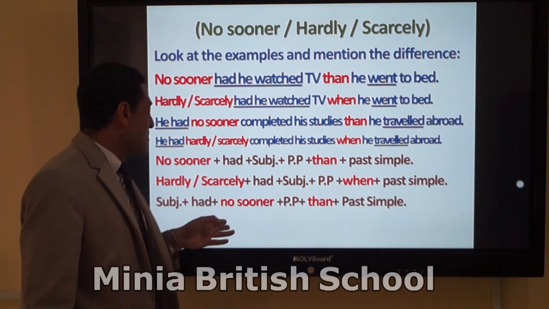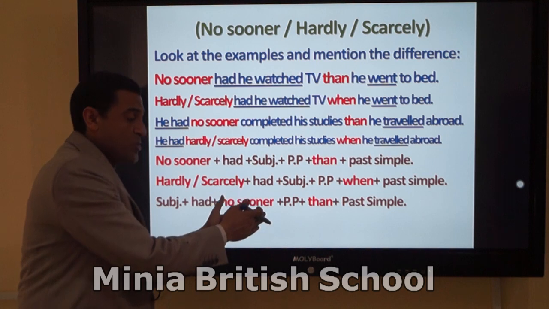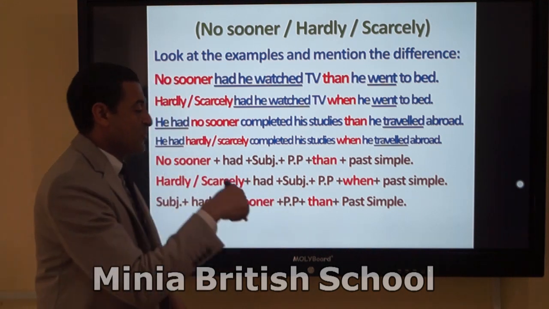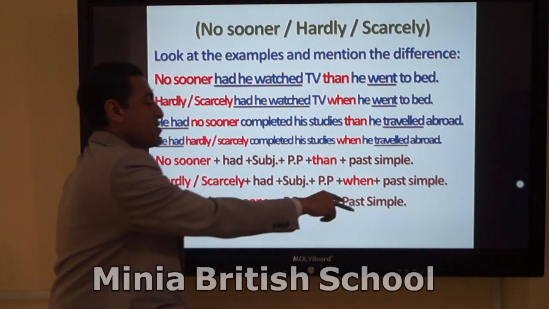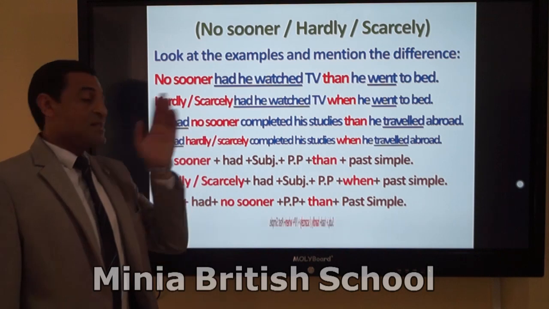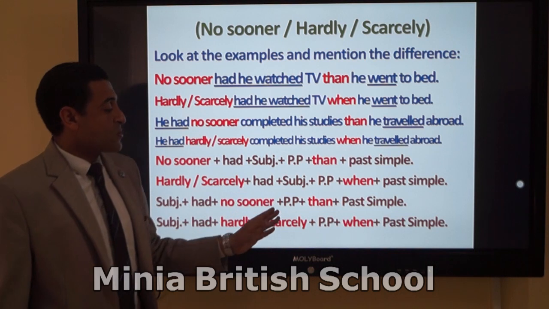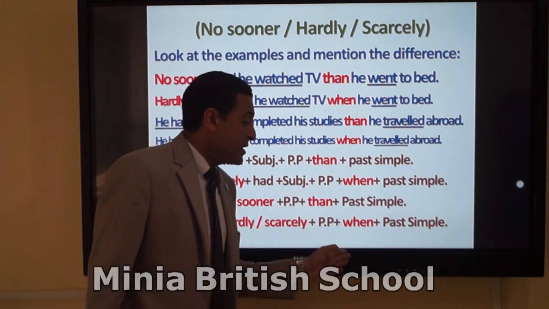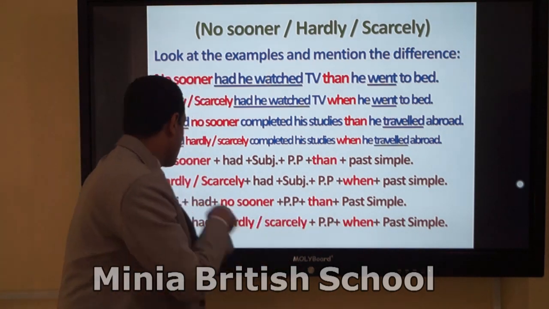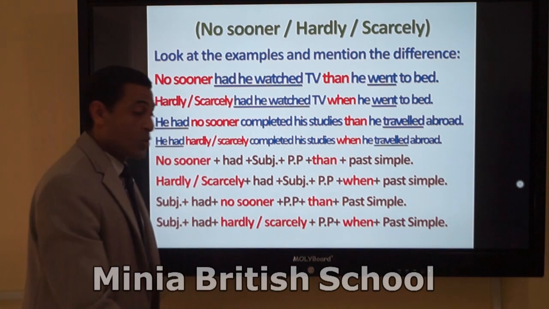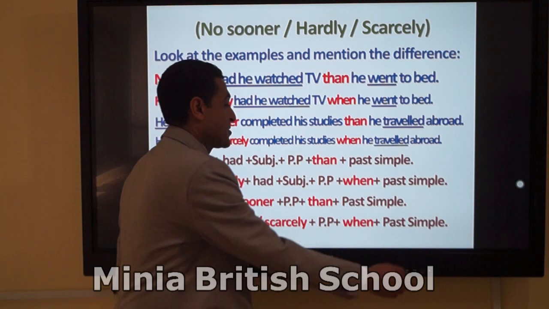And you can use no sooner here in the middle of the sentence: start with subject, had, no sooner, and then the past participle. And don't forget, what can you use to join here? Than, then the past simple. But here, the same: subject, had, then hardly or scarcely, then the past participle, then when, then the past simple. Can I use than here? No. I use than together with no sooner, and I use when together with hardly or scarcely.